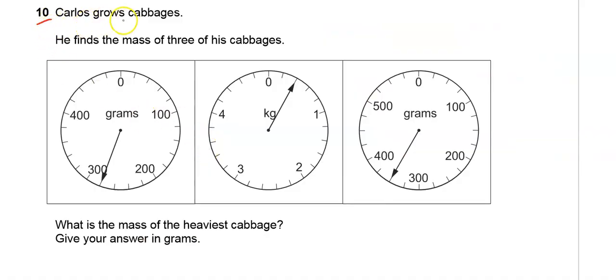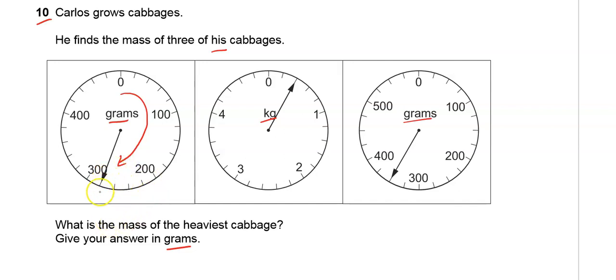Question 10. Carlos grows cabbages. He finds the mass of 3 of his cabbages. What is the mass of the heaviest cabbage? Give your answers in grams. Of course, the scale in the first one is in grams. The second one is in kilograms. The third one is in grams. Without the cabbages on the scales, the pointer is always pointing at 0. So when he puts a cabbage, the pointer rotates to this position.